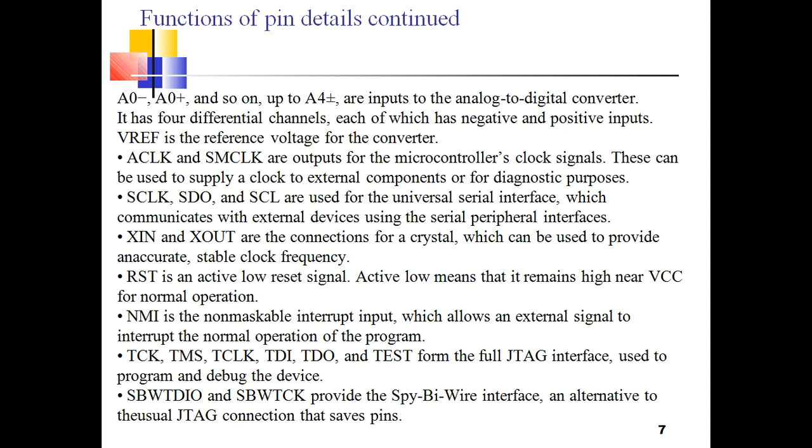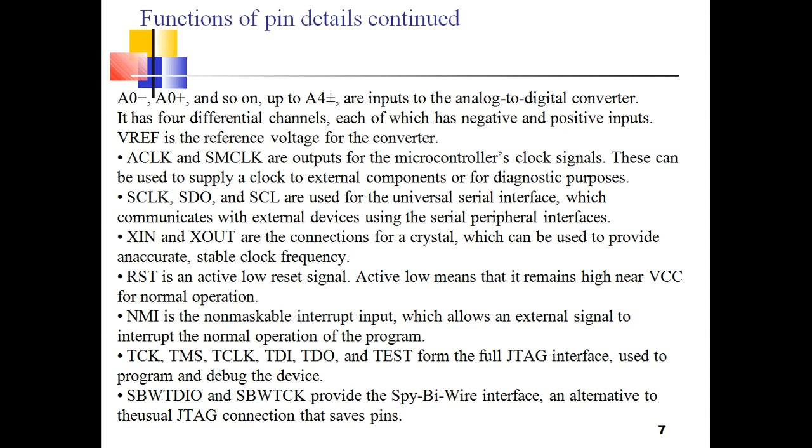RST is an active low reset signal. Here active low means it remains high, near VCC, for normal operation. Next one, NMI. NMI is a non-maskable interrupt input, which allows an external signal to interrupt the normal operation of the program. NMI means non-maskable interrupt. When an interrupt occurs in the MSP430, the device must give the service. That's why it is called a non-maskable interrupt. You will get all non-maskable interrupts through the NMI pin of your MSP430 devices.